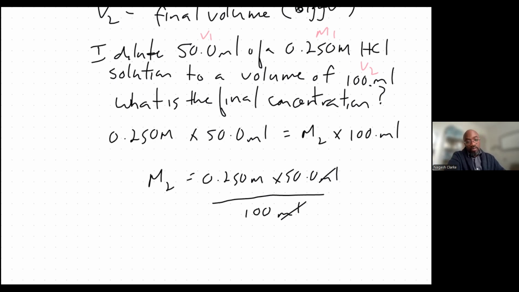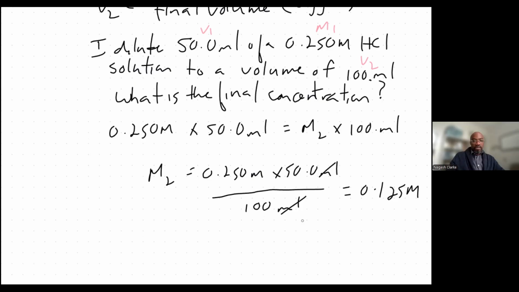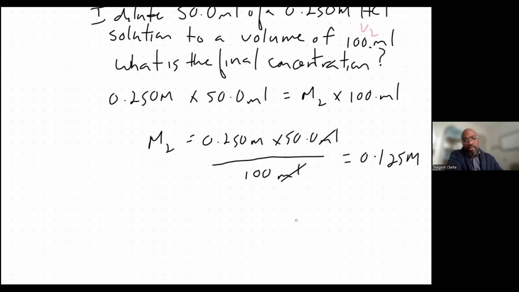That's going to give a 0.125, which makes sense because if I have 50 and I'm diluting the volume to 100, it's twice the amount. That means I'm going to cut my molarity in half. After 0.25, it's 0.125. So there are many different ways to look at dilution problems.